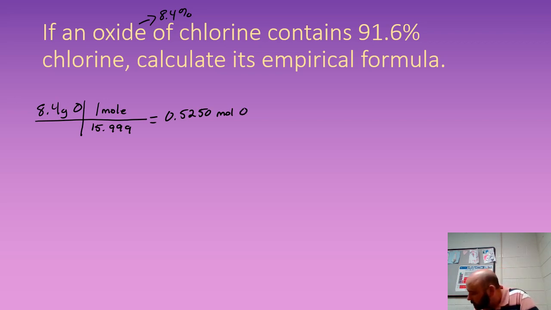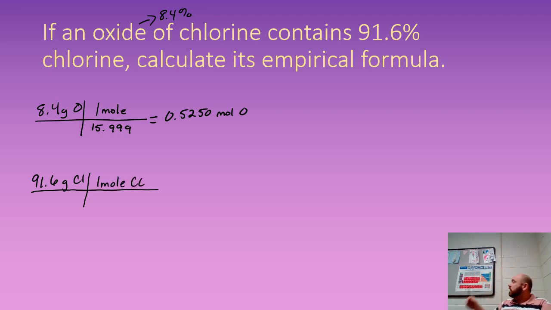And then for chlorine, I will do 91.6 grams of chlorine, assuming a 100 gram sample. Set up a molar conversion, 1 mole of chlorine is about 35.453 grams. 91.6 divided by 35.453 is about 2.584 moles of chlorine.